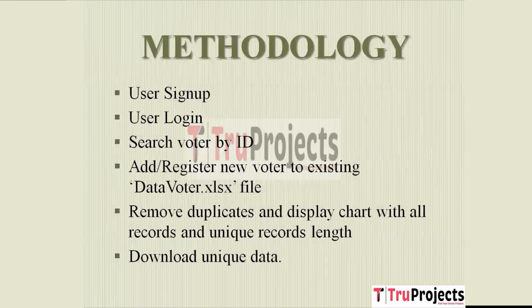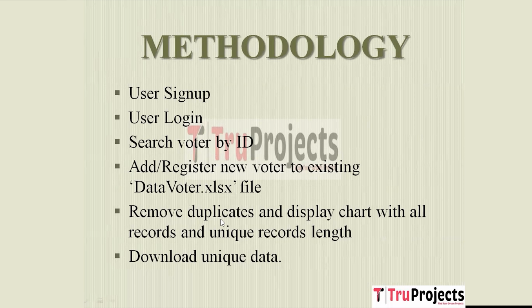The third module is search voter by ID. This module enables users to search for voter records based on a specific voter ID. The user enters a voter ID and the system retrieves and displays the corresponding voter information. The next module is add or register new voter to existing data voter Excel file. In this module, users can add new voter information to the existing data voter Excel file. Users enter the details of the new voter such as ID, name, address, etc. After submitting, the system adds this information to the Excel file.